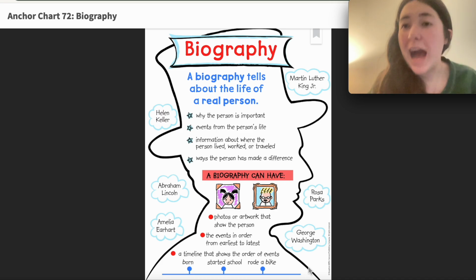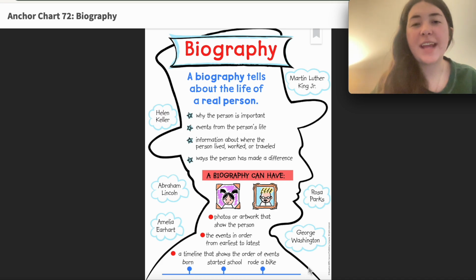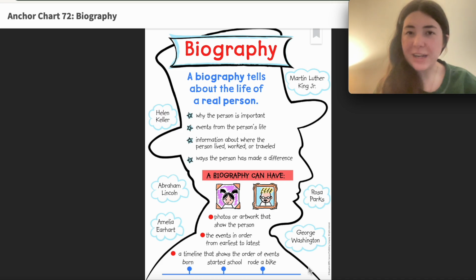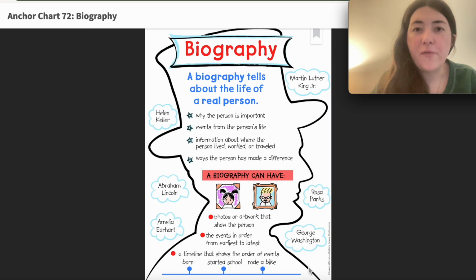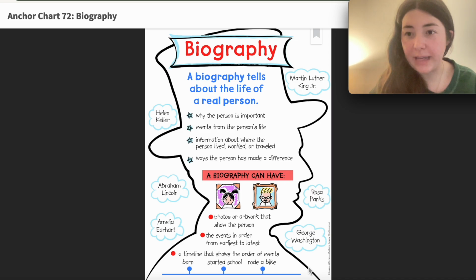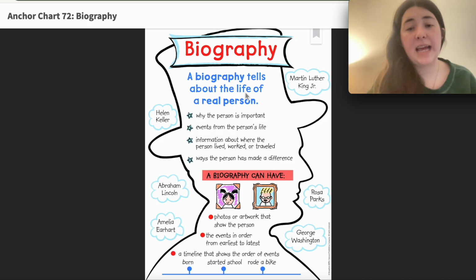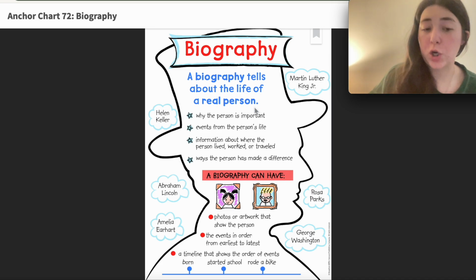We are up on a new anchor chart today. Last week we were learning about informational texts, and the week before that we were learning about narrative nonfiction. This week we are going to start learning about biographies. A biography tells about the life of a real person.